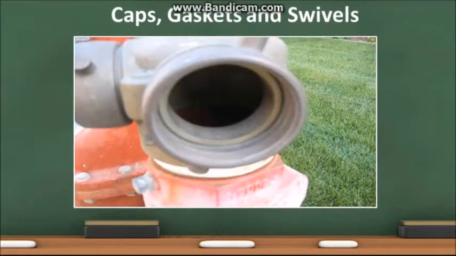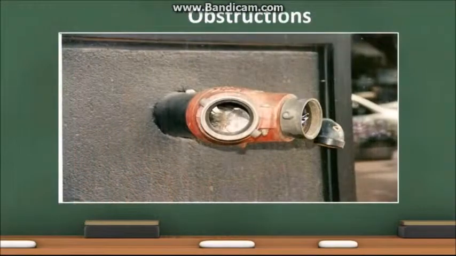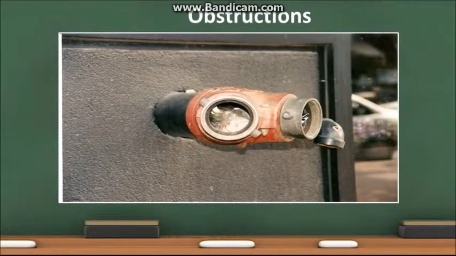FDC caps must always be in place and no debris inside the inlet. Gaskets are required to be in place and in good condition. Couplings must swivel freely. In this photo, there is no gasket and no cap. If caps are not in place, the interior of the connection shall be inspected for obstructions.